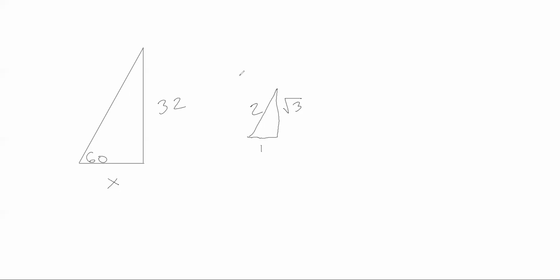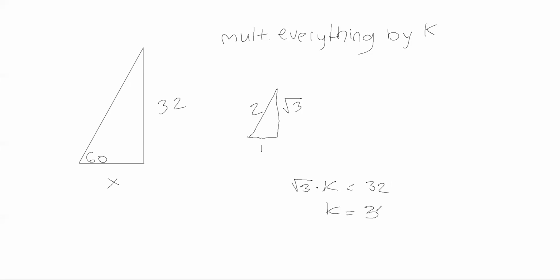So we have to multiply every side by k. So we have square root of 3 times k equals the same side on a similar triangle. So k would be 32 over square root of 3. And then all we really need to do is multiply 1 by the same thing. So x would just be 1 times 32 over square root of 3.